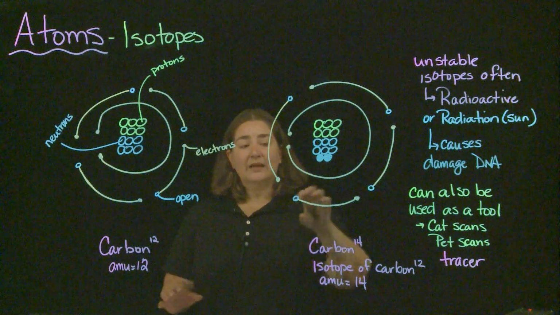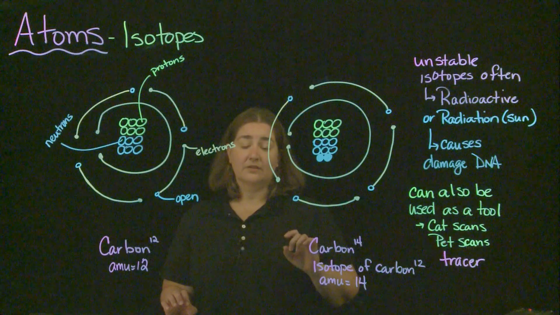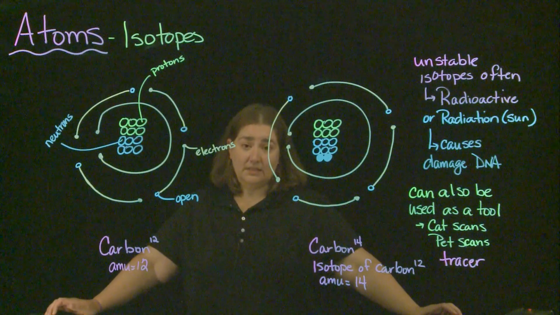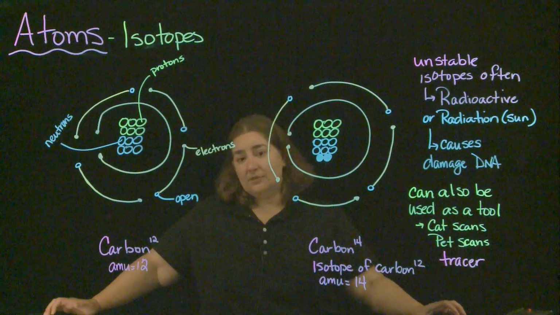And getting back to that, the isotope is where that tracer comes from. Hopefully that makes sense. If you have any questions, please let me know. Otherwise, thank you for your attention.